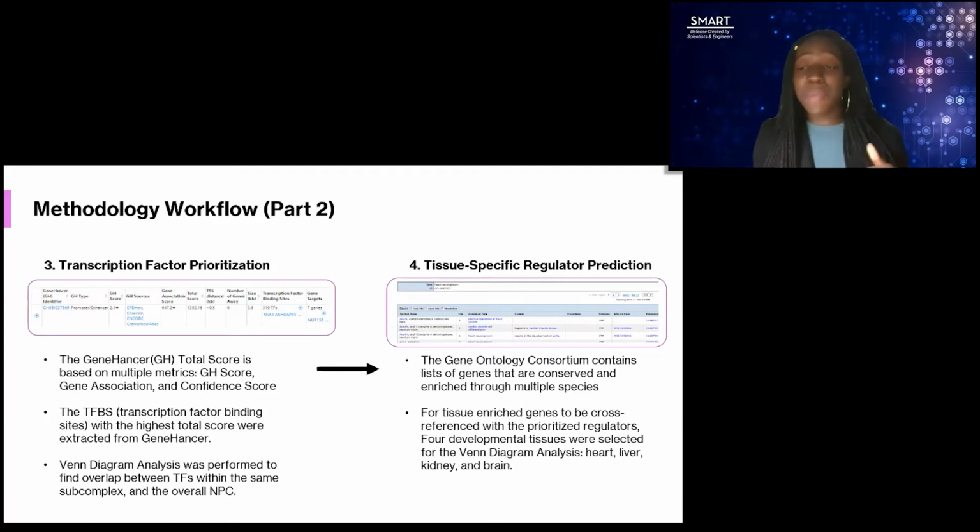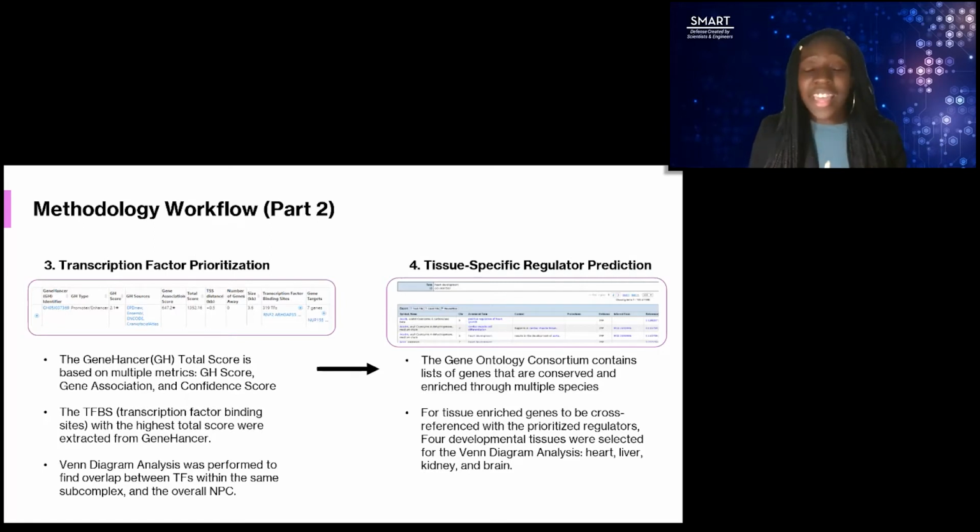It does this based on a couple of different metrics. Some of the important ones are the gene association score, which essentially GeneHancer will take a nearby transcription factor binding site close to your target gene and record all of the transcription factors that are associated with that binding site. And then it will multiply it by a confidence score, which is essentially how many times we have seen this in different sources, which gives you a main total score, which is what I use to select my transcription factors.